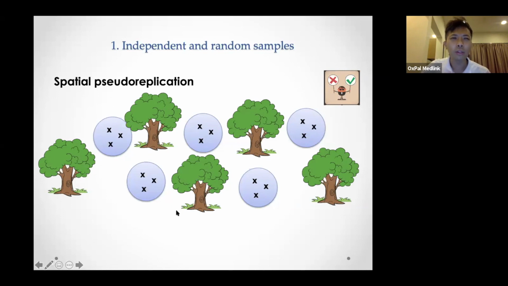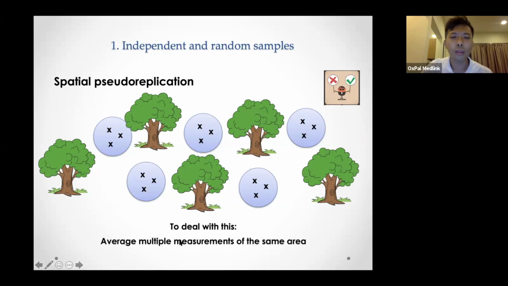So to deal with spatial pseudo-replication, and to make our samples independent, we need to average the multiple measurements of the same area. So we take these 3 measurements and we average them. That's one independent sample. We only have one value from area A, not three values from area A. And then that would be independent.